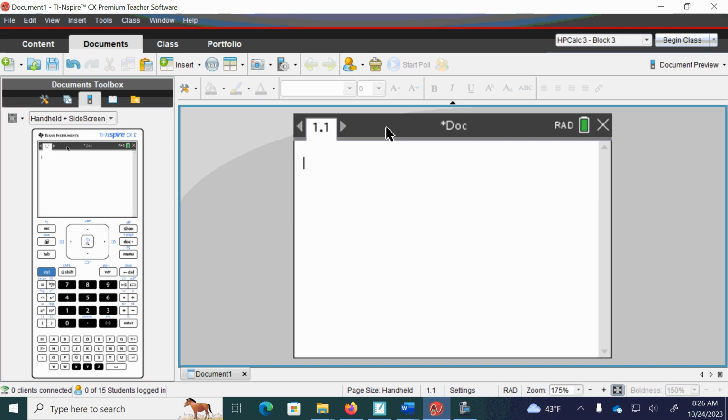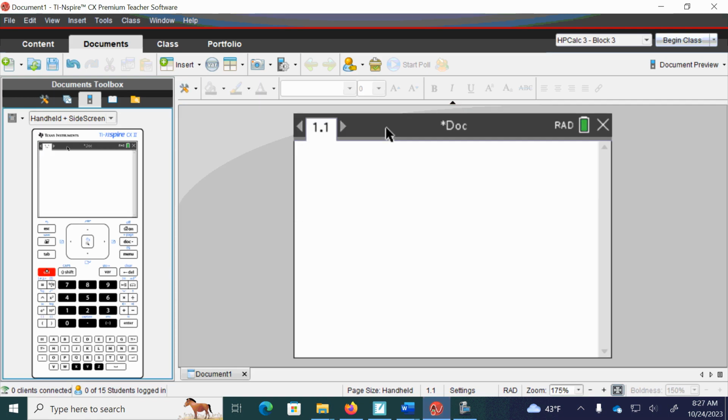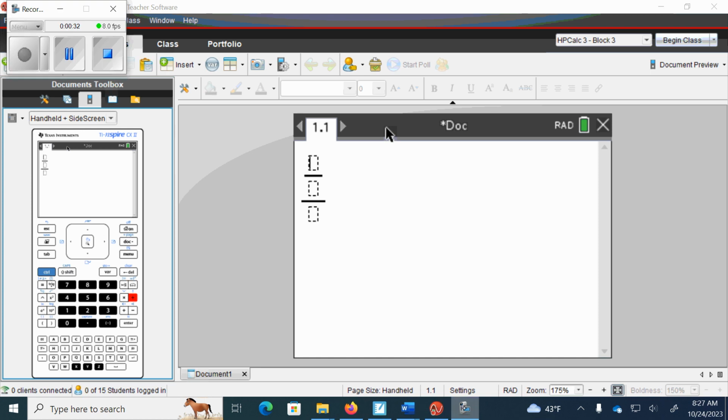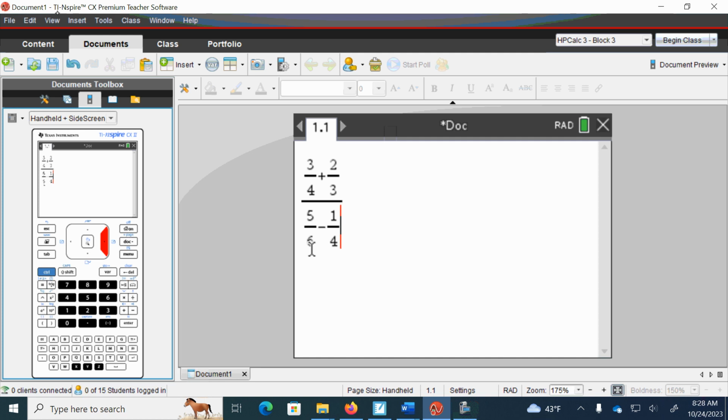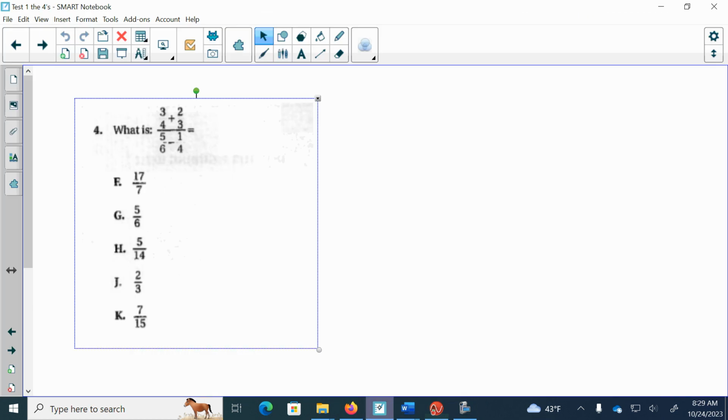I'm going to go to the calculating page. I'm going to hit control divide to get a fraction, and then since I have fractions within a fraction, I'm going to hit control divide again, and I'm going to type that in. So I'm going to pause while you're typing that in, and I will type that in. So here I have it all typed in, and I'm just going to hit enter, and I'm going to get 17/7, which is choice F.